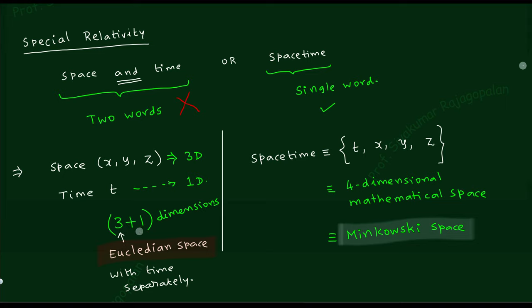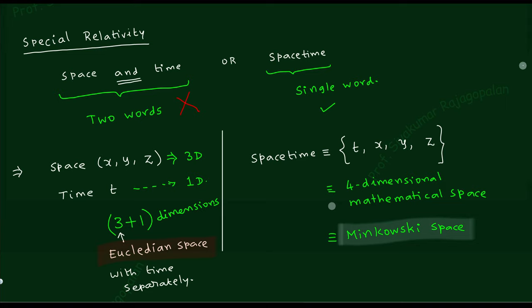Who has done the mixing? That is already done. Nature is already there. Nature has already mixed and we are now living in the mixed world only. Therefore, we will be unable to separate in this particular way by writing 3 plus 1. Therefore, our mathematics should also be the one corresponding to the mixed space and time. Therefore, space-time should be a single entity. So, that is a concept.